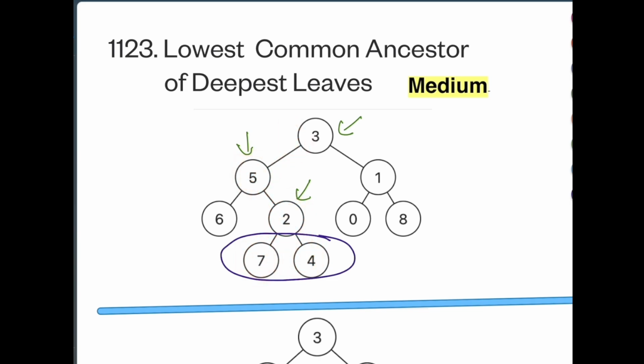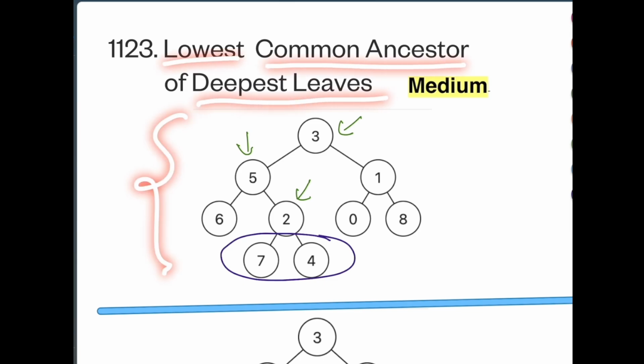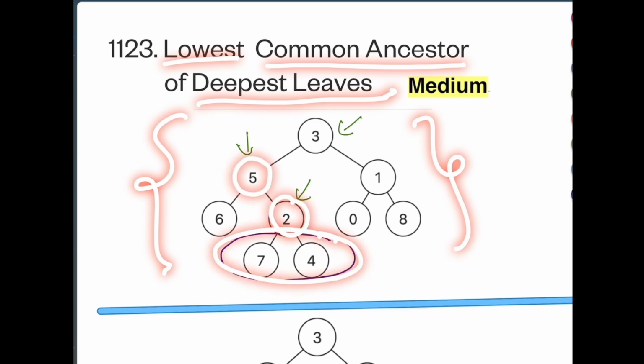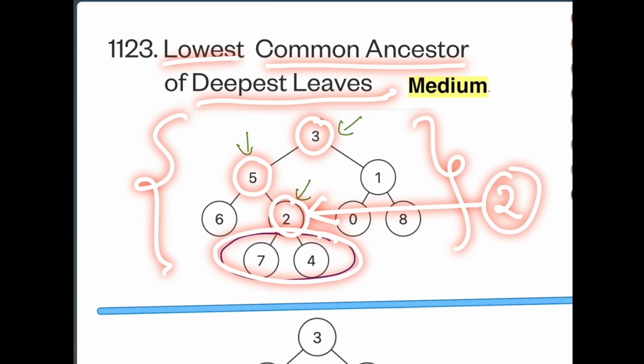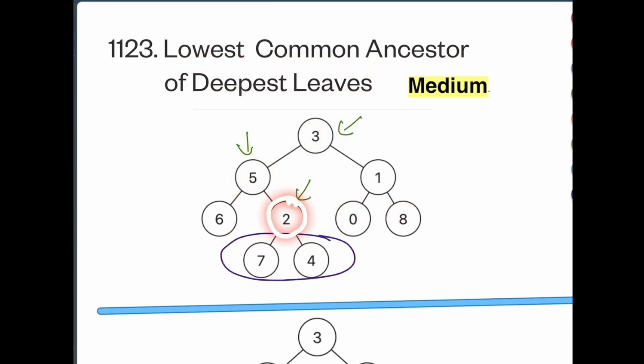So we now know how to find the common ancestor, but we need to return the lowest common ancestor. The lowest common ancestor is going to be 2 because 2 is at the lowest level, and for this tree we need to return the lowest common ancestor of all the deepest leaves we have. So for this example, these are our deepest leaves. 2 is a common ancestor, 5 is a common ancestor, and 3 is a common ancestor. 2 is the lowest in the level. So 2 is going to be our answer. We are going to return the node number 2.